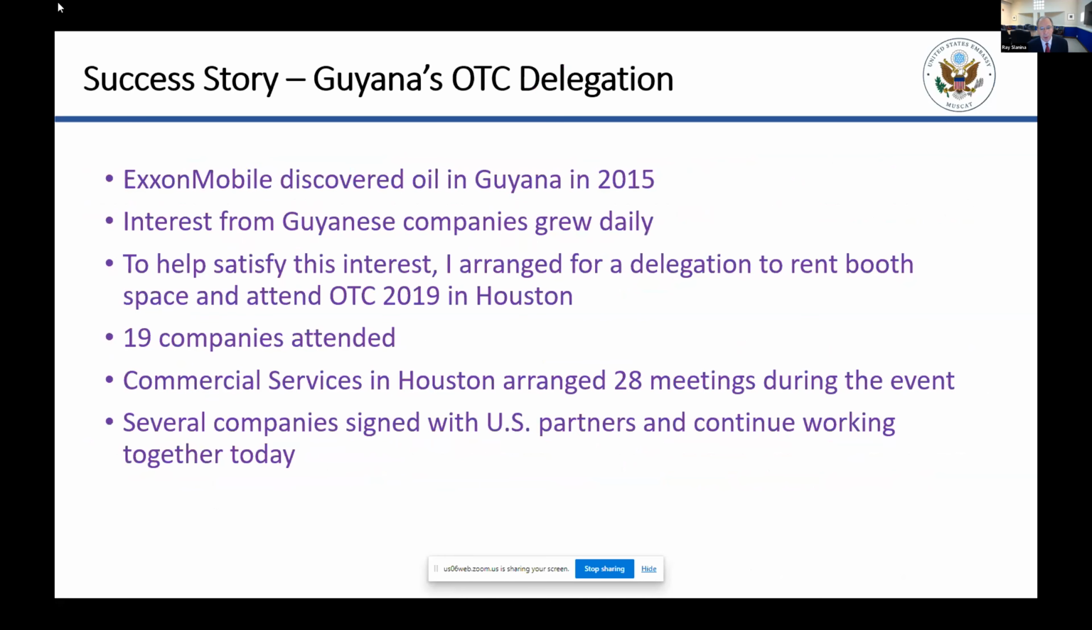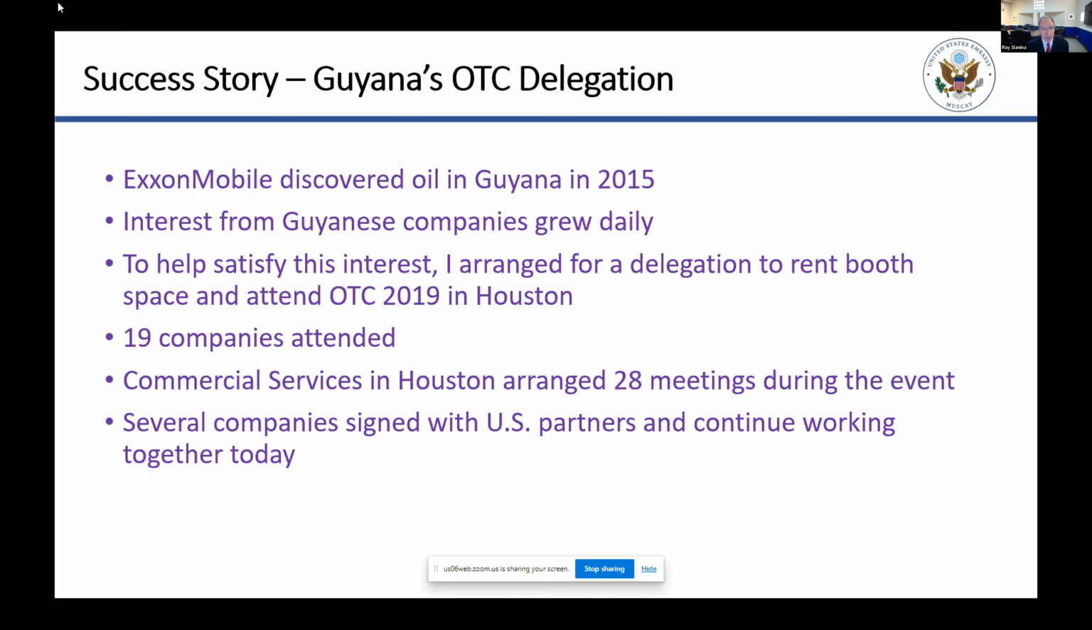I'm almost done here, but I just wanted to give you a success story. Heather mentioned earlier, I served in Guyana, and ExxonMobil first discovered oil in 2015. And I got there in 2018 as oil production was about to start. And Guyanese companies approached me every day asking how they could get in the business. They knew the potential, they knew how big it was, but oil was very new to them, so they didn't know what to do.